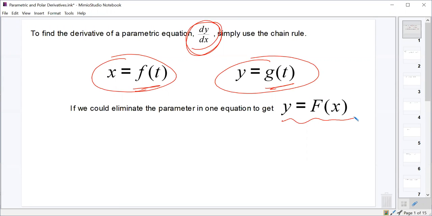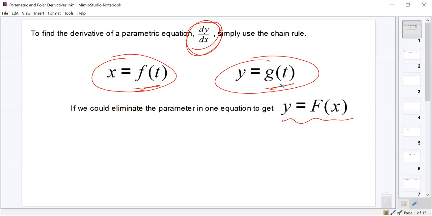You think we could do that? We could, let's say, eliminate the parameter in this one so that we could turn this y equals g of t into some other function of x. And we figure out what t is over here, solve for t in the x one, and then plug it in over here. Yeah or no? Yeah. Okay.